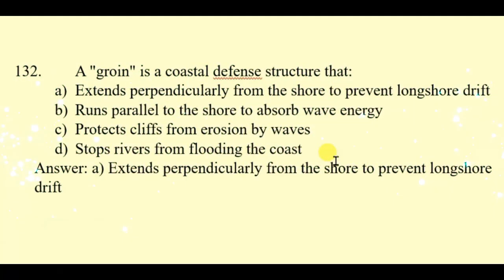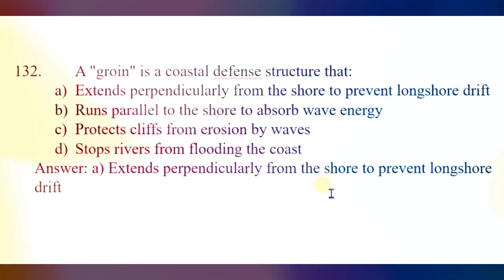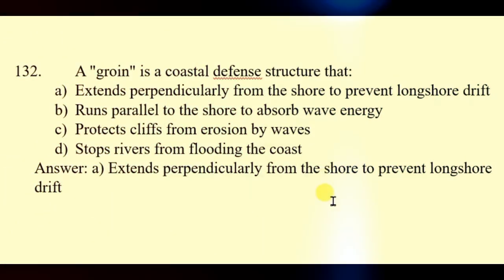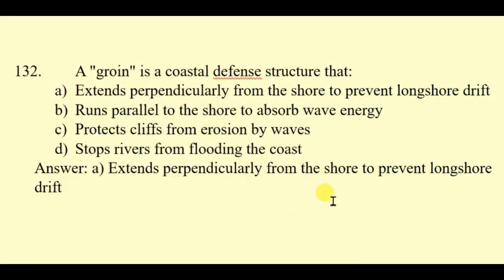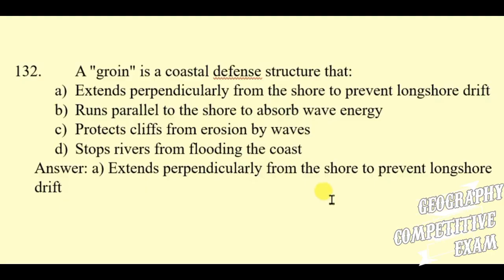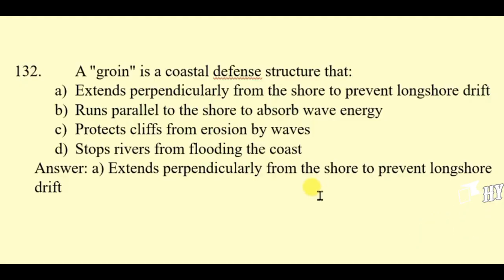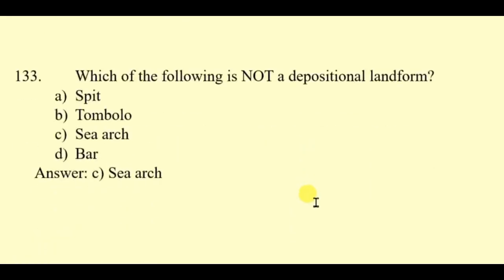Question 132. A groin is a coastal defense structure that extends perpendicularly from the shore to prevent longshore drift, runs parallel to the shore to absorb wave energy, protects cliffs from erosion by waves, stops rivers from flooding the coast. Here the correct answer will be extends perpendicularly from the shore to prevent longshore drift.